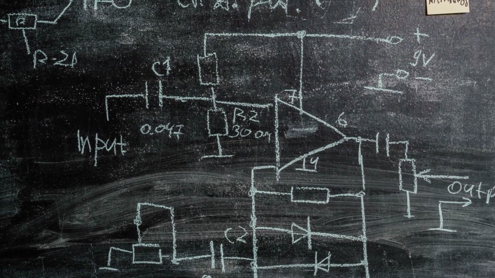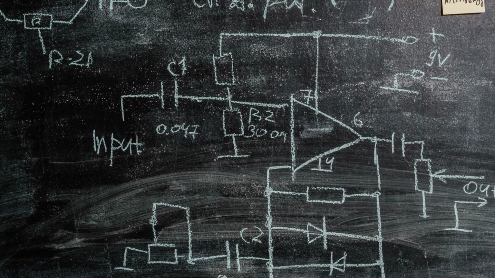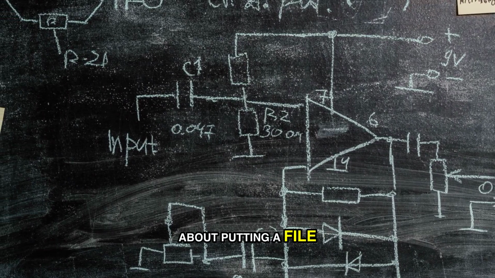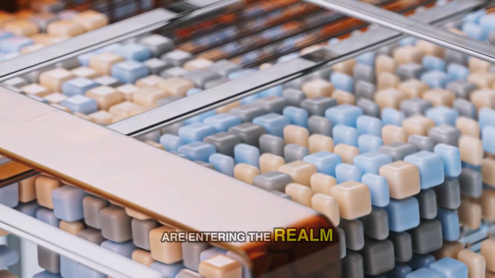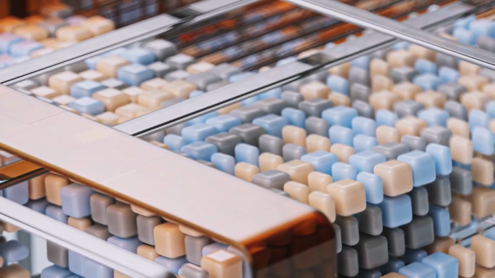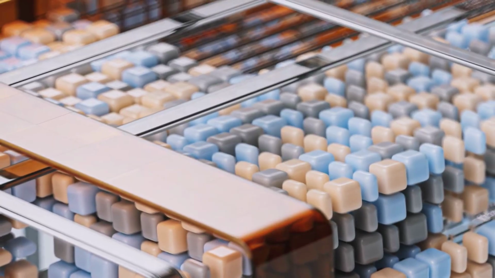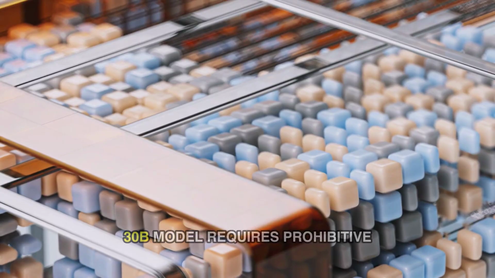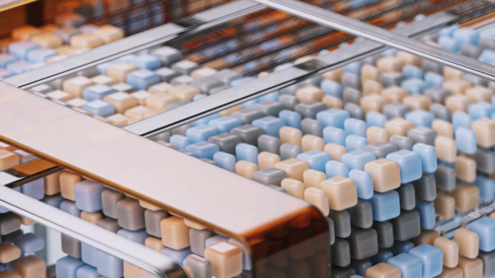But running a 30B model locally isn't trivial. We're not just talking about putting a file on your desktop, we are entering the realm of deep hardware optimization. The first hurdle is memory. A full-precision 30B model requires prohibitive VRAM.